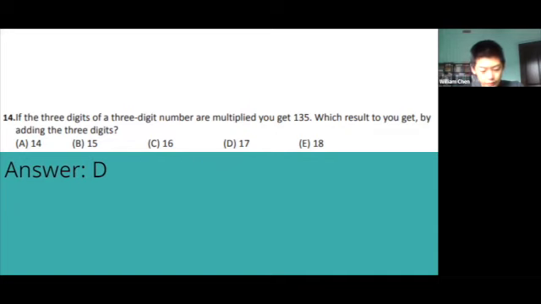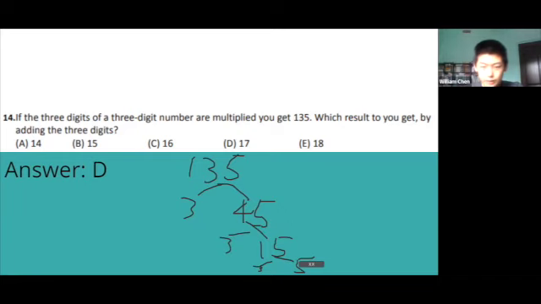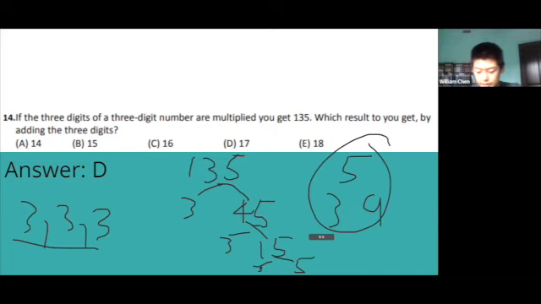We can get this by finding the prime factorization of 135. Using factorization rules, we know that 3 is a factor. Dividing by 3 gets you 45. 45 equals 3 times 15, which equals 3 times 3 times 5. Based on this, we know that 5 must be one of the digits of the 3-digit number, because there are no multiples of 5 that are still a single-digit number. Based on the 3, 3, and 3, we know that the other digits are 3 and 9. The sum of these numbers is 17. Therefore, the answer is D.